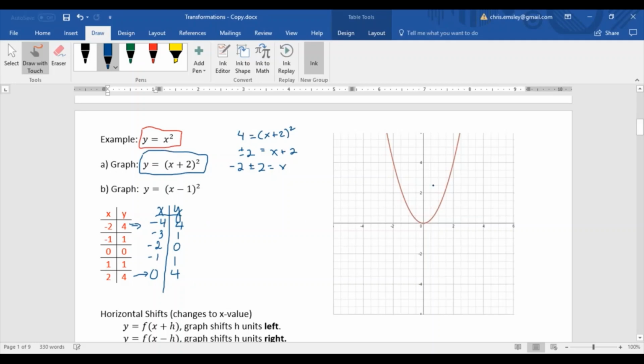So let's plot the points from this t-table. So our first point is -4, 4, -3, 1, -2, 0, -1, 1, and 0, 4.